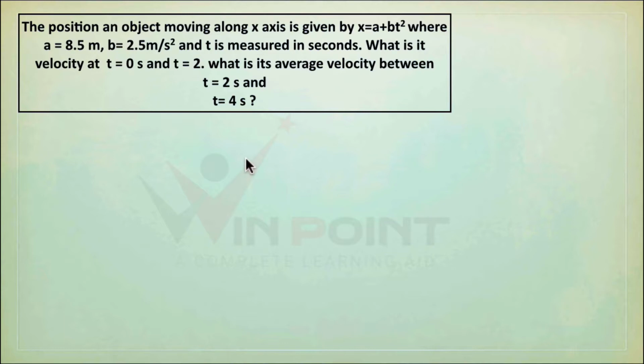So there are two questions, question A and question B. First we are going to find the answer of question A. We are going to find the velocity. For finding velocity, we have x equal to a plus bt square. The equation is given. X means it is position, so the equation for position is given.